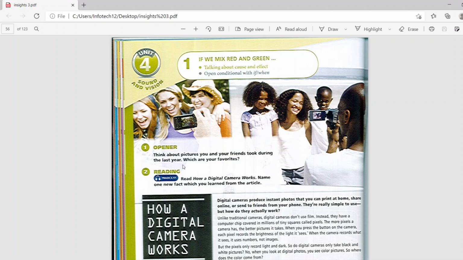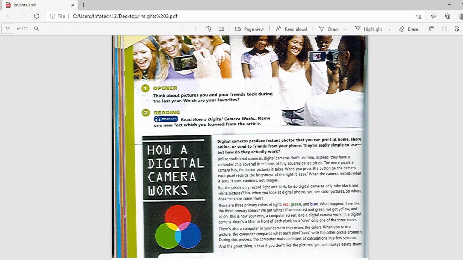Okay, the first thing that we're going to have is the opener, activity number 1. Think about pictures you and your friends took during the last year. Which are your favorites? Okay, you are going to think about that and we are going to discuss a little bit next class.